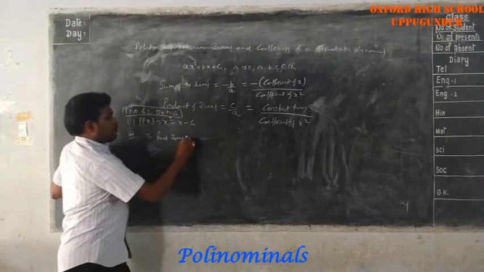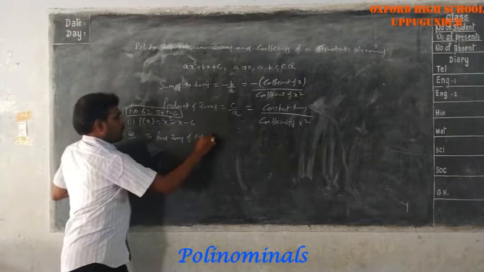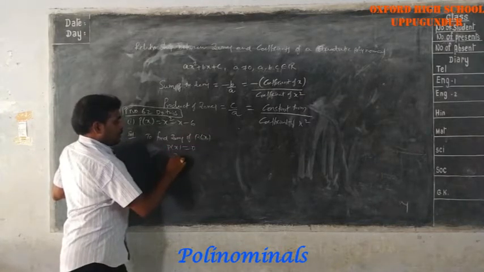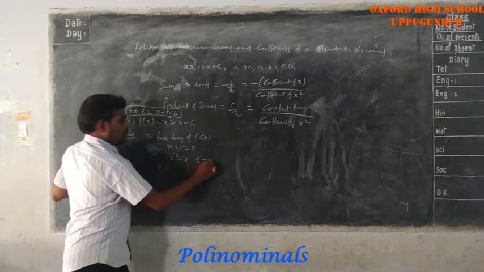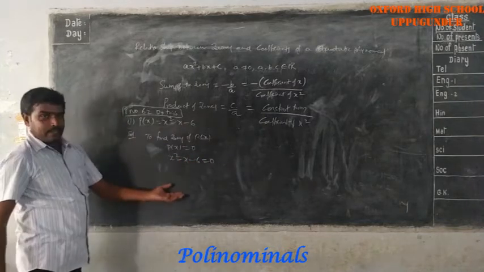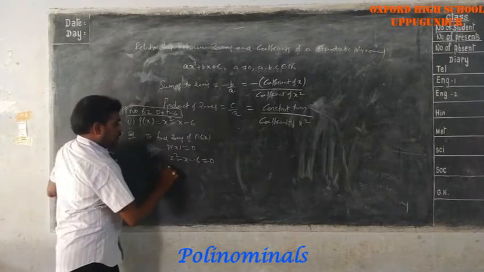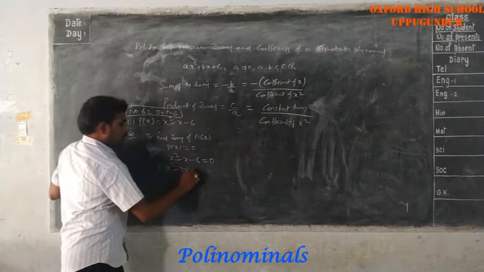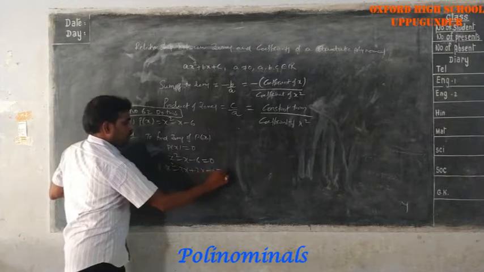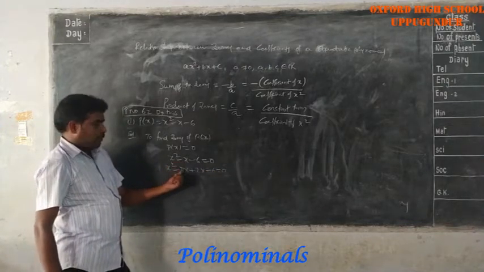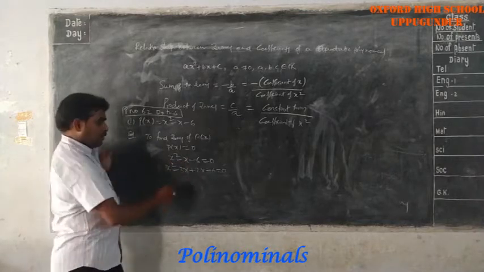To find zeros of p of x, p of x equal to 0. P of x means x square minus x minus 6 equal to 0. You have to factorize this. Here factors for 6 are 3, 2. x square minus 3x plus 2x minus 6 equal to 0, because minus 3 plus 2 you will get minus 1. That's why I am taking minus 3x plus 2x.